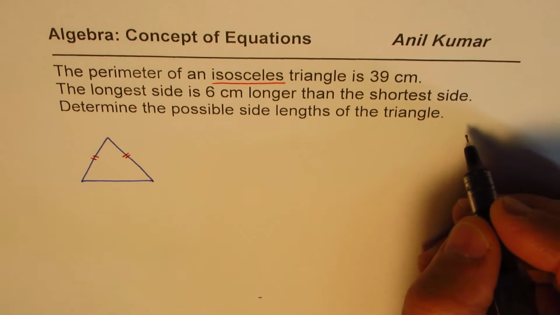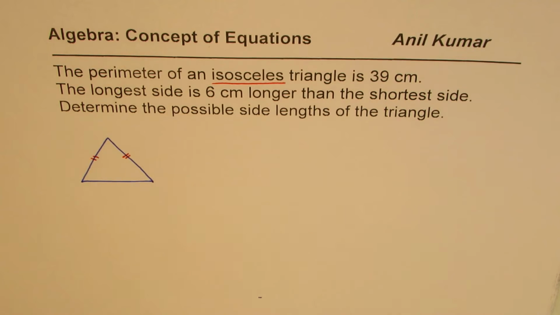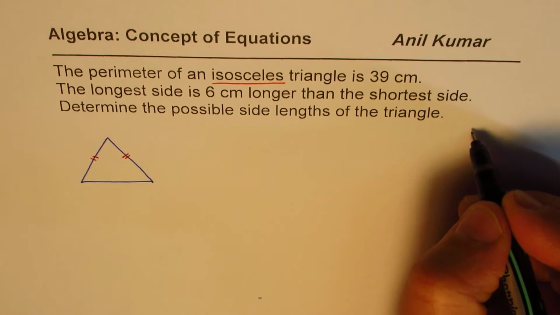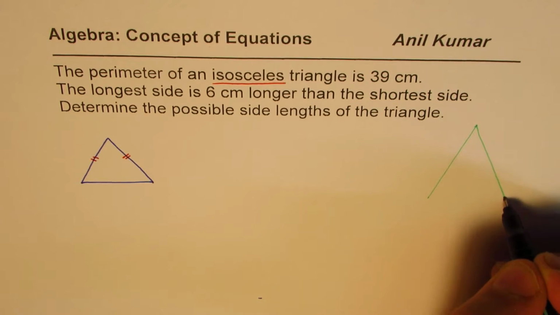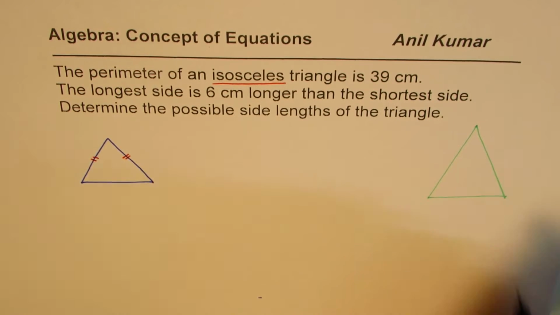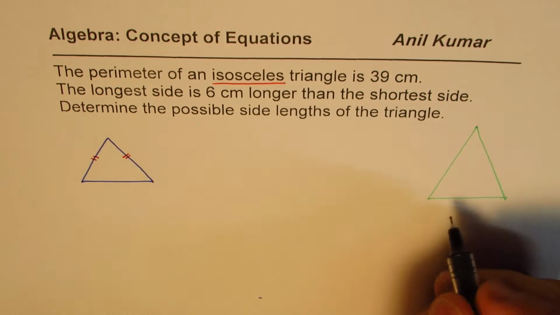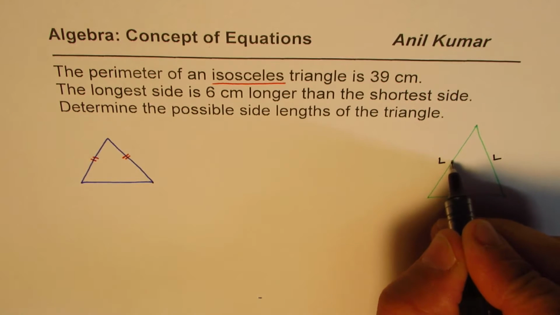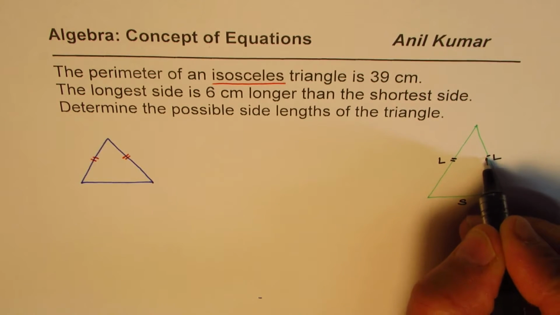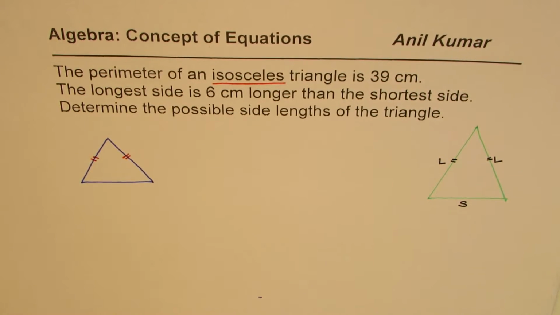Let me remake, right? So let's say that we have a triangle whose longer sides are equal. So I'll make one here, which is kind of like this. Okay, that makes more sense. So we have a shorter side, and these two are longer sides. Is it okay? And since it is isosceles, we denote like this, that these two are equal.